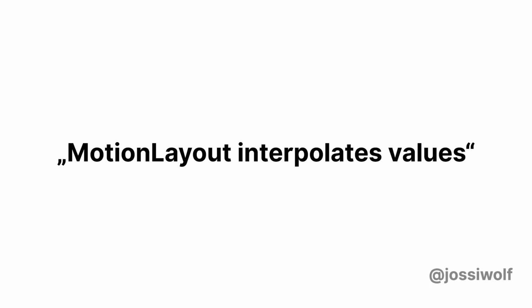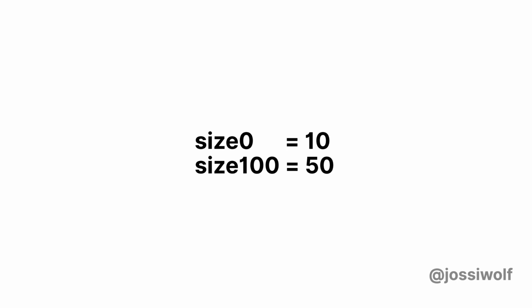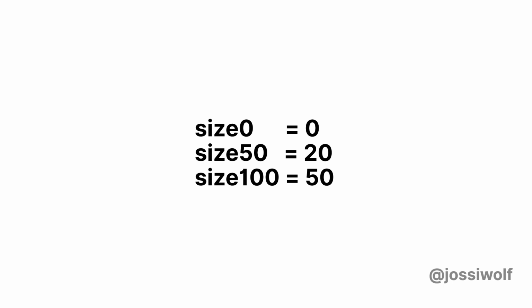A lot of the stuff that MotionLayout actually does is taking the start, taking the end, and figuring out what's in between. So we might want to animate the size of a view. So we have a size 0, which is size at frame 0, and we have a size 100, which is size at frame 100. We say at first 10, it goes to 50. And your designer comes along, and they're like, hey, can we add something in between? And you're like, yeah, sure, works. I know how to use KeyPosition and KeyAttribute now.